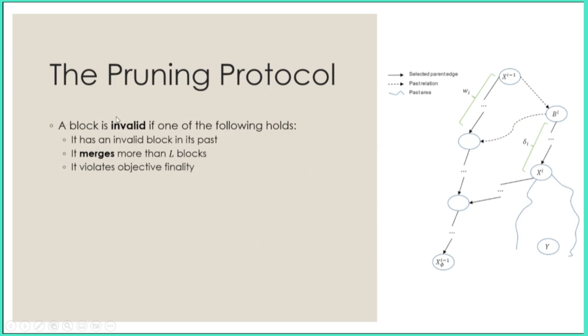And the protocol itself, just to sum it up: a block is invalid if one of the following holds. Either it has an invalid block in its past, or it merges more than L blocks.